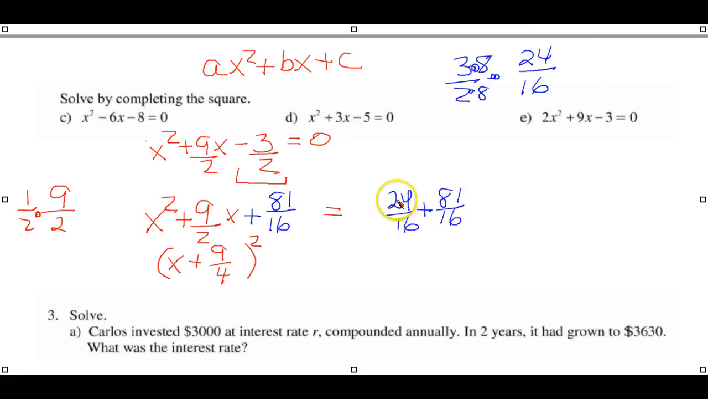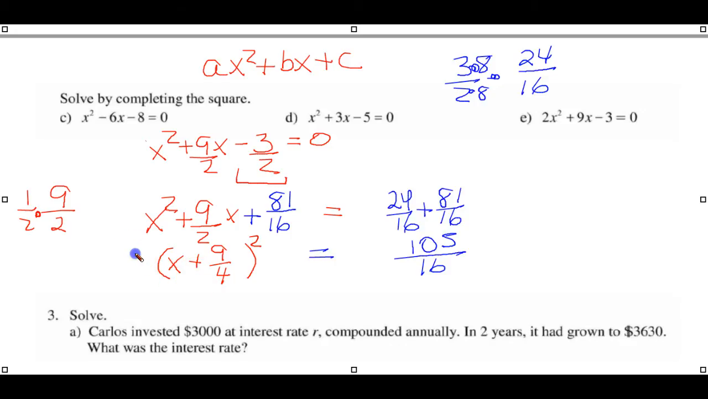Now, when I add 24 and 81 sixteenths, I get 95. No, I get 105, I believe. Well, that's a 5, yes, 105 over 16. So, this is where we are. So I pause to check my work, and this is good now.